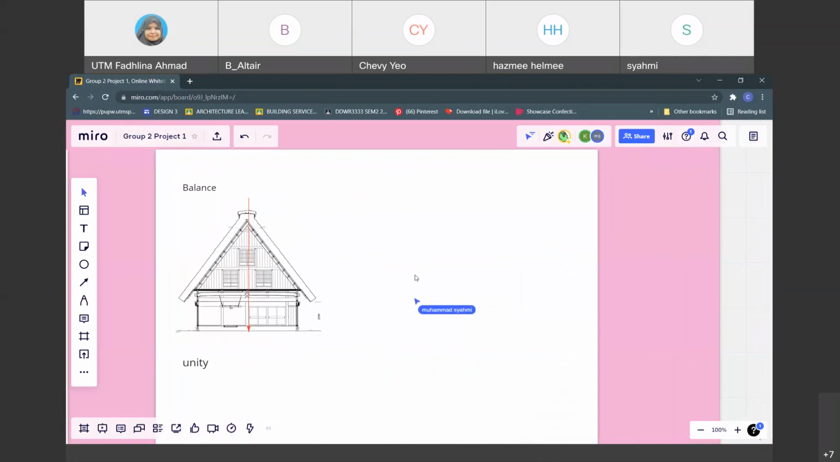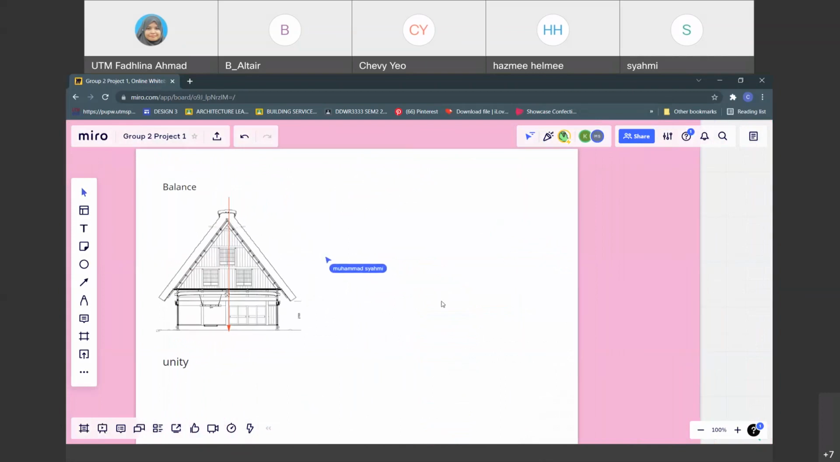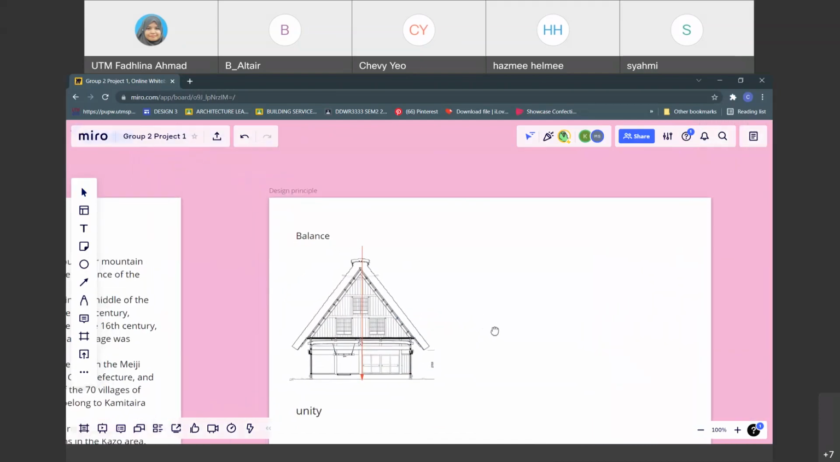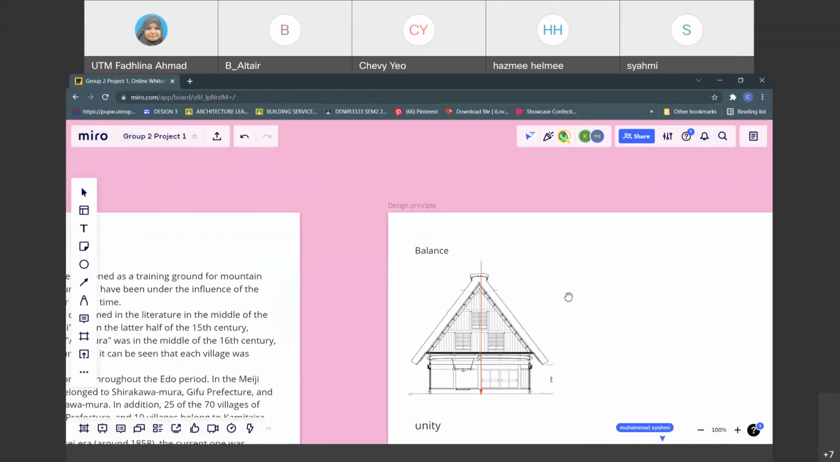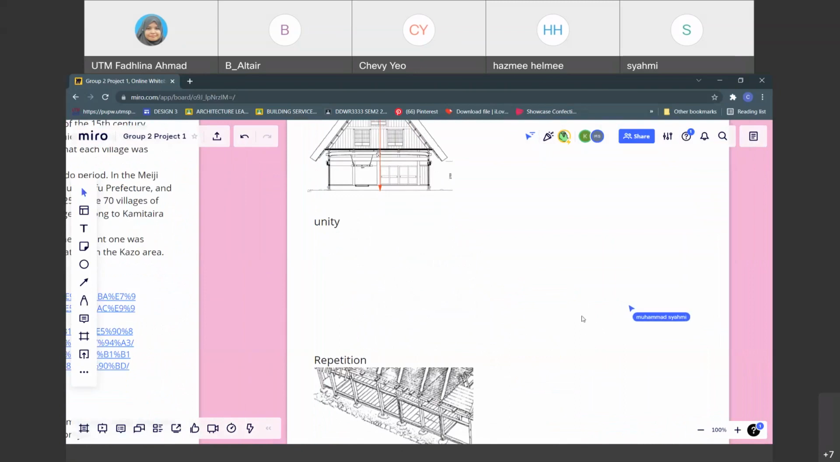As for the principle, the one that I found was balance, balance and symmetry. The house, I think it has symmetry and asymmetry, the front part and the back part. Because the front part was very balanced in symmetry, but the back part has an entrance and it looks like balance asymmetry. Okay.